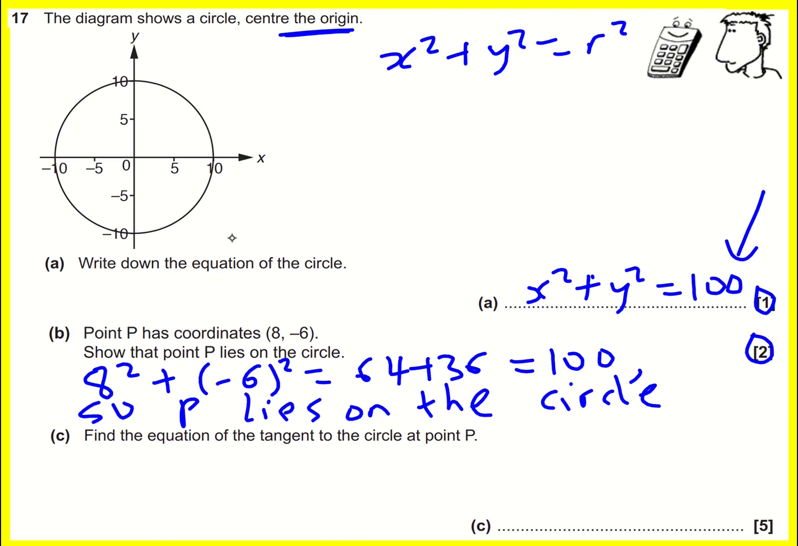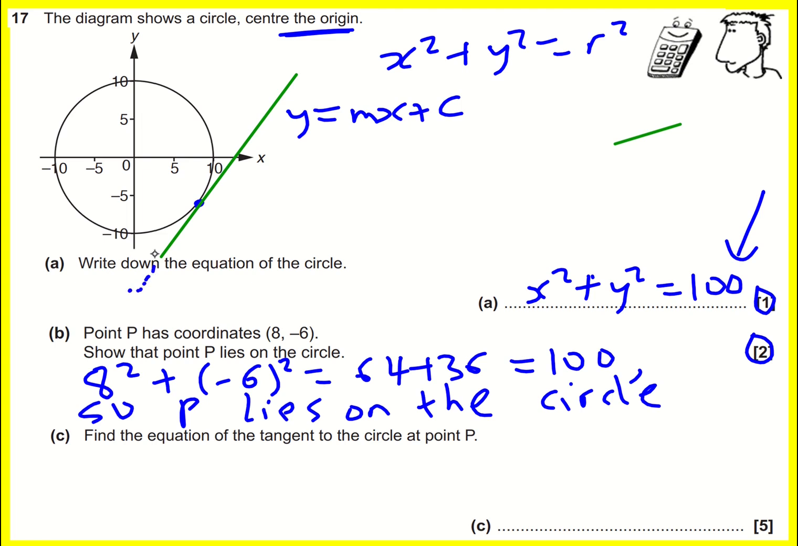Find the equation of the tangent to the circle at point P. Right, let's get P on the circle. So (8, -6) can be moved down here. A tangent is then a straight line, draw it in green, that just touches the circle. So something a bit like that. And that tangent is going to have equation y equals mx plus c because it's a straight line. The question is, what's c going to be? It's going to be down here somewhere.